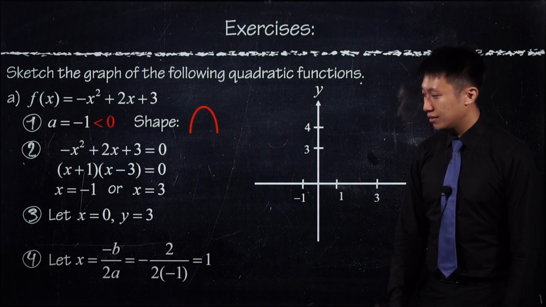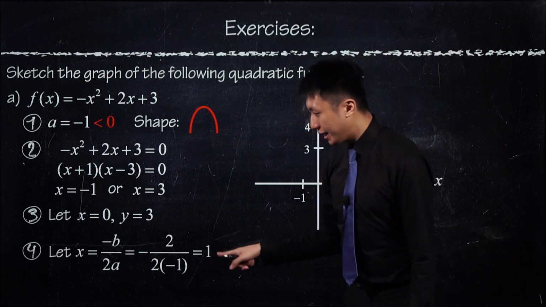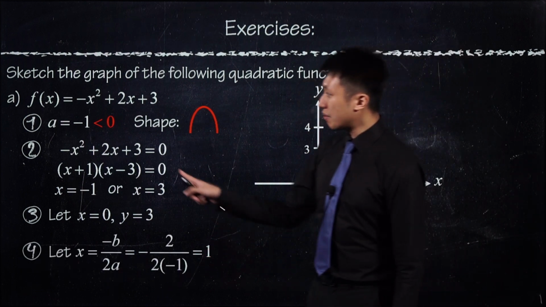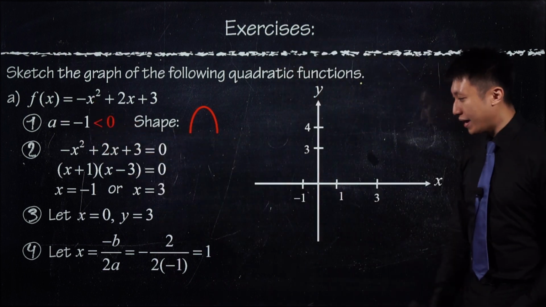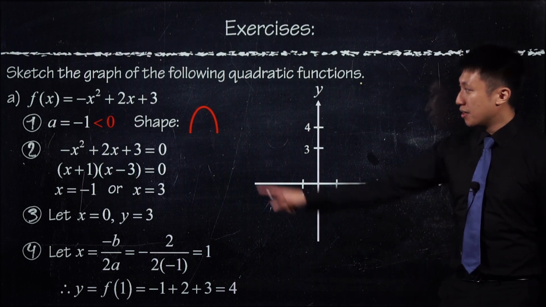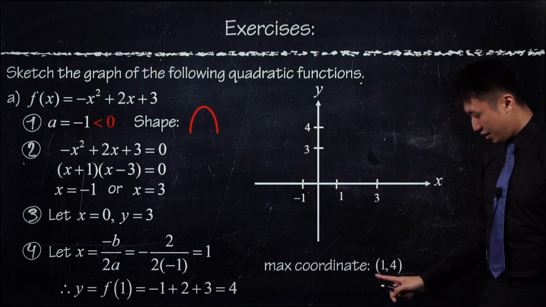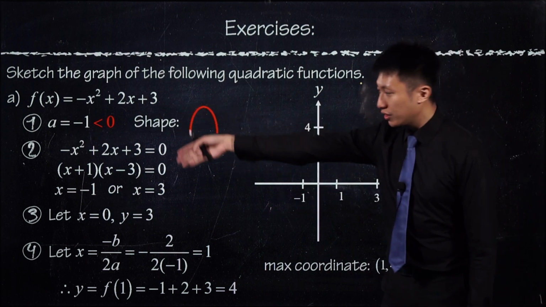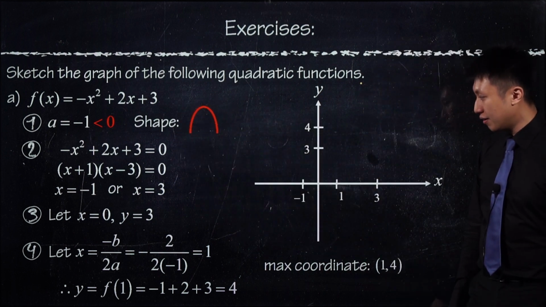Last one. Use a shortcut. Then I get the coordinate for the x value. I sub it back here. I get the y value, which gives me 4. So the coordinate of the max point is (1, 4). I plot all the information here onto the graph already.